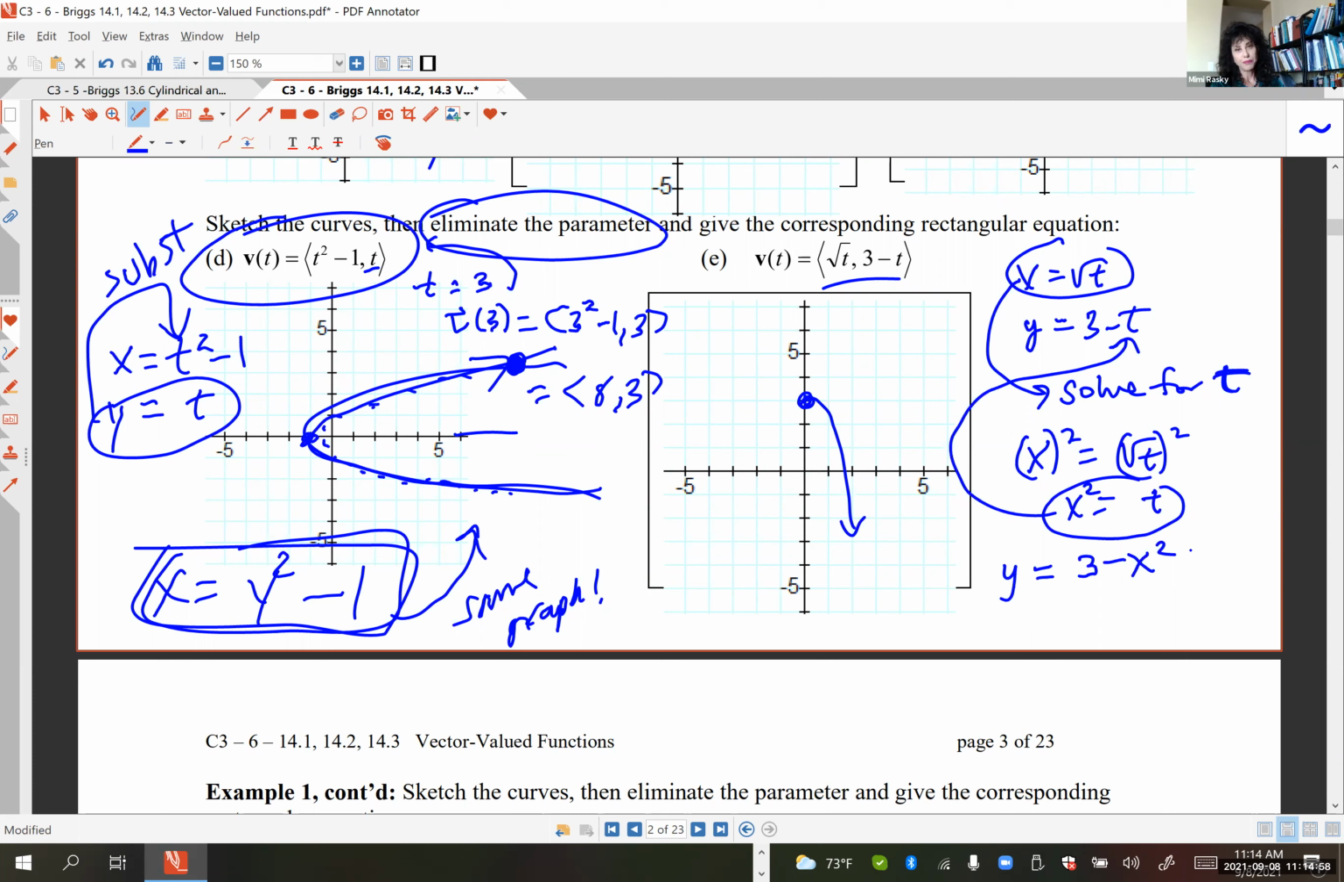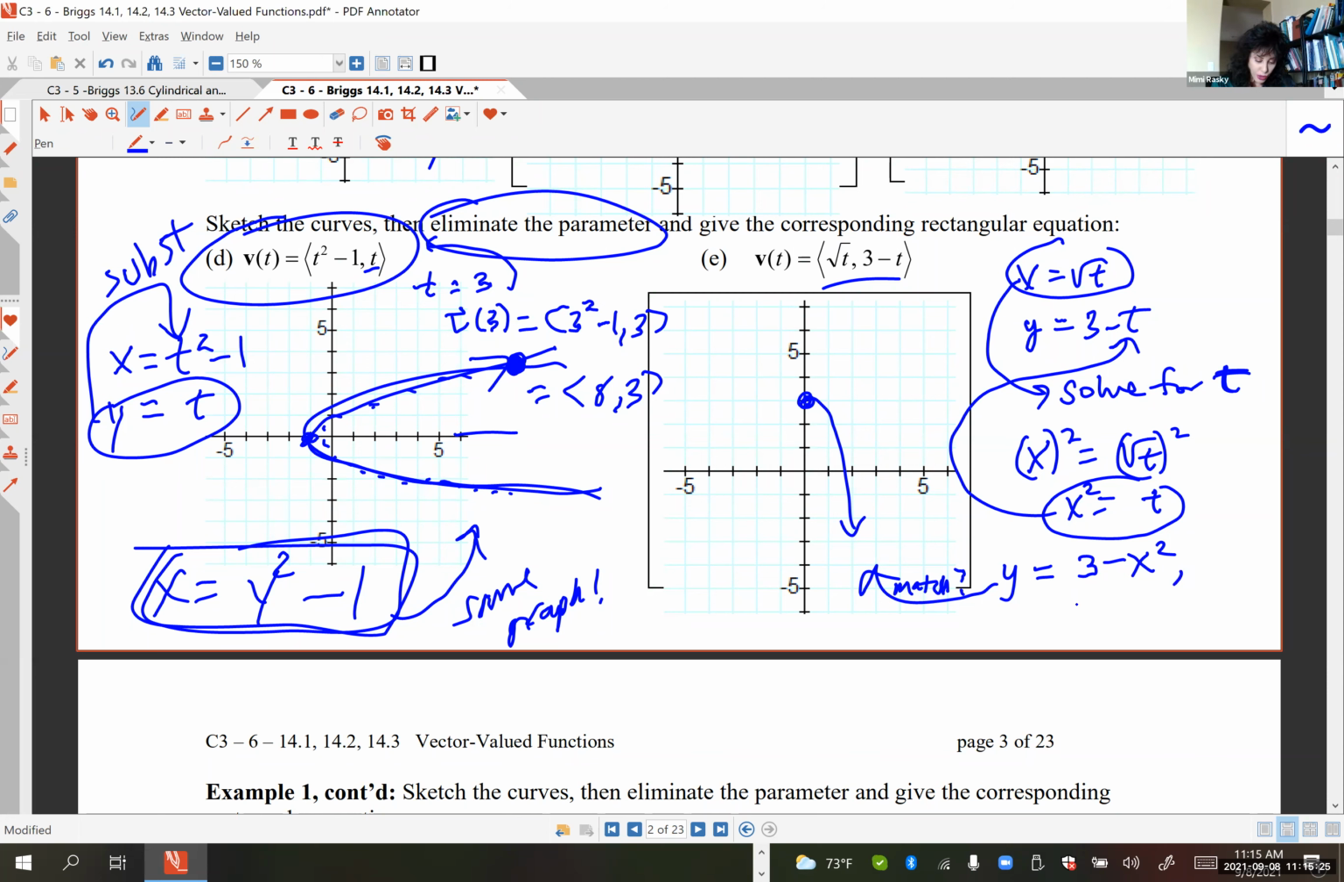Now, here's the problem. If you graph y equals 3 minus x squared, does that graph match what we have exactly? Yes or no? No, it doesn't, because that would be the whole parabola. Thank you. And we don't want the whole parabola. So here's what we're going to do. You have to add a little extra.